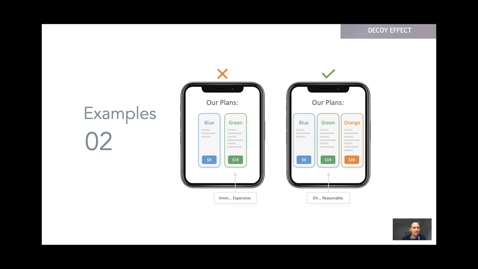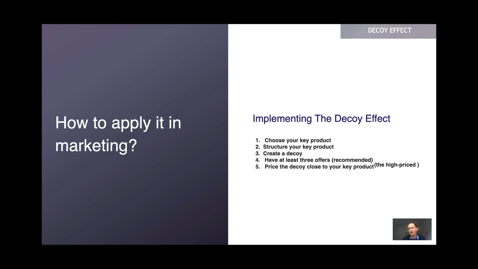So I think we see this quite a lot, and we've seen this happening in marketing all the time. And now that we understand how it works, I think that makes sense, right? So you would choose your key product, structure the key product, then you create a decoy, and you should have at least, of course, 3 offers, because otherwise it's hard to implement a decoy here. And you price the decoy close to your key product, but not completely up there, of course. Yeah, so I hope that makes sense, and it could be something that you could be using later on.